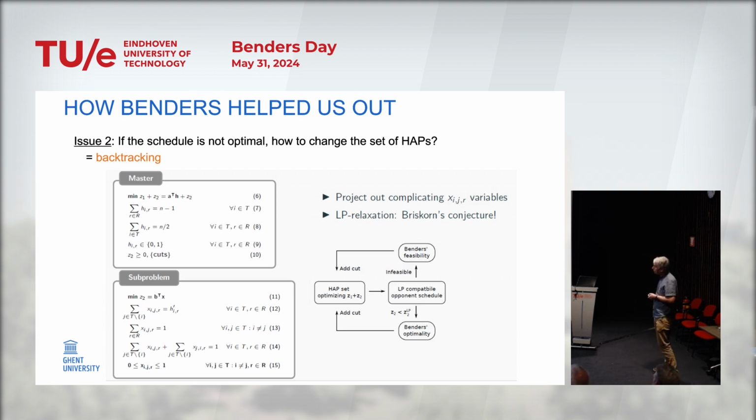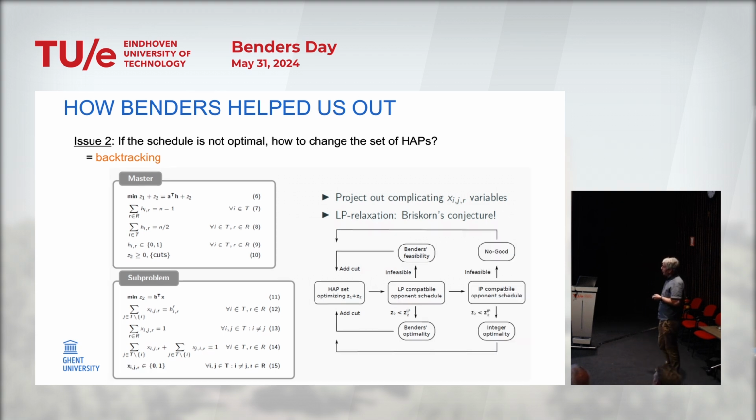master problem. Of course, if at some point we find this solution, we are still going to check the IP to find out whether there is a compatible opponent schedule. If that IP turns out infeasible, we add a no-good cut or a strengthened no-good cut. In the other case, we add an integer optimality cut, right?